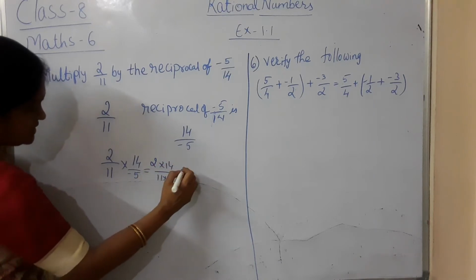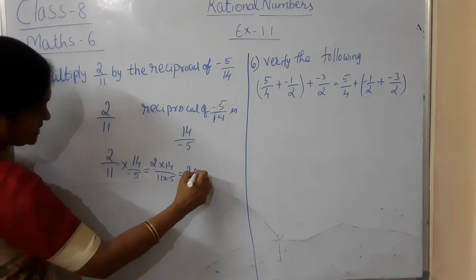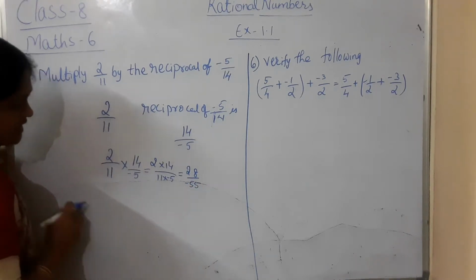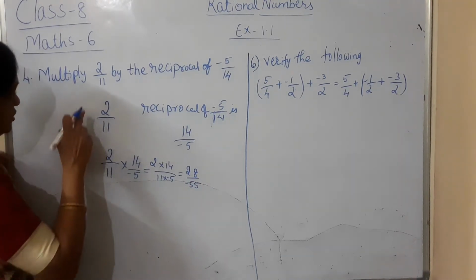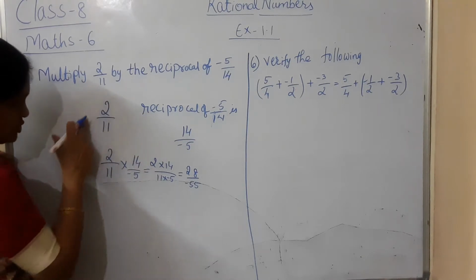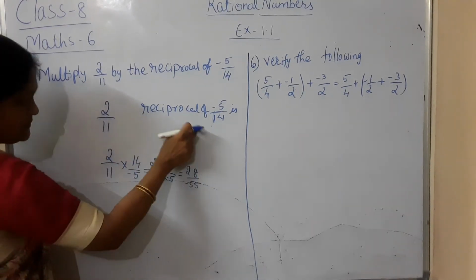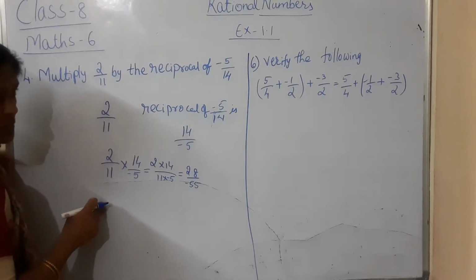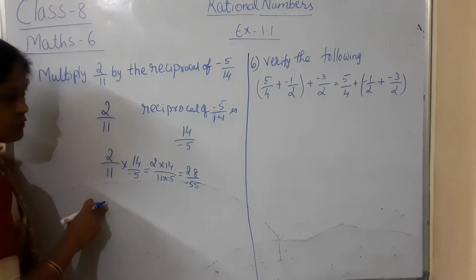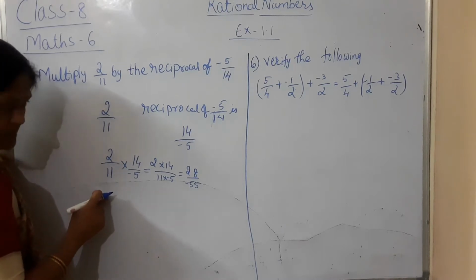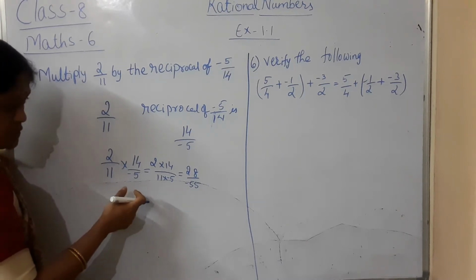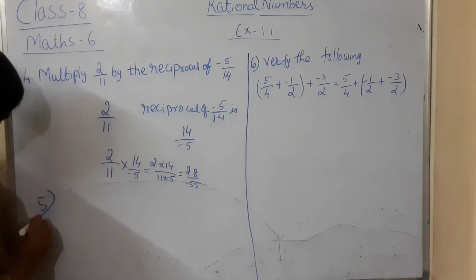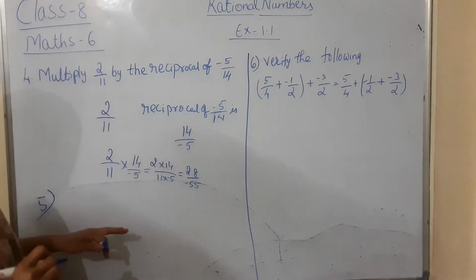So 14 twos are 28, 11 fives are 55. 28 by 55. So when you multiply a rational number with the reciprocal of some other rational number, you will get back a rational number. So what property is this? Very good. Closure property. Right. A into B is equals to C, which is nothing but closure property. The fifth sum is missed out over here, children. We'll do it after we complete this one.